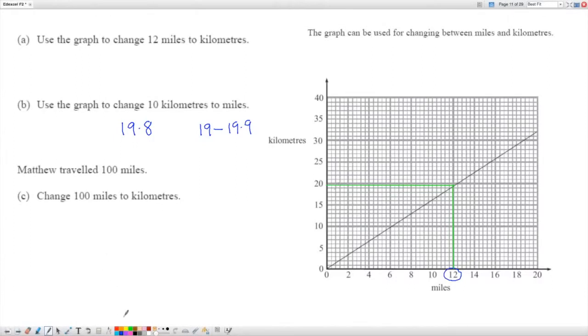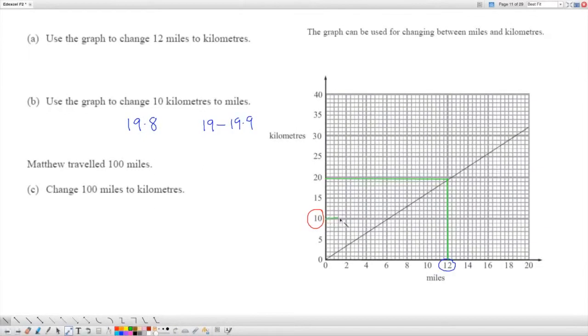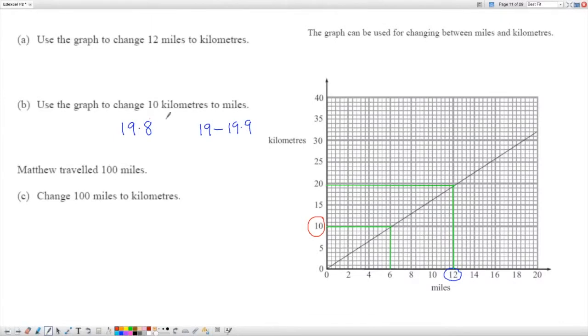We're then asked to change 10 kilometres. So looking here at the kilometres, we're looking at 10. Same method needs to be used, taking your ruler. At 10 on the y-axis, draw a line across and down to the x-axis, and it comes out here on my graph. It looks exactly on 6. I just popped that in the wrong place. So that is the answer to part A. And here, 10 kilometres is equal to 6 miles. Again, there is a margin the examiner will accept, between 6 and 6.4.